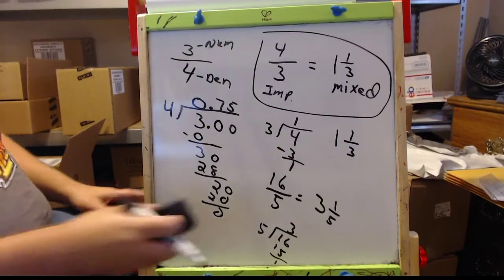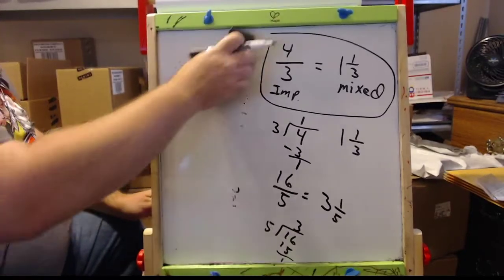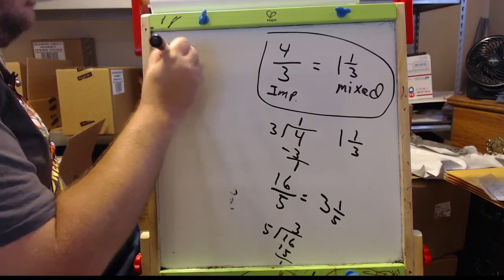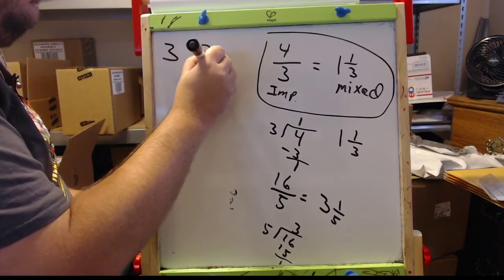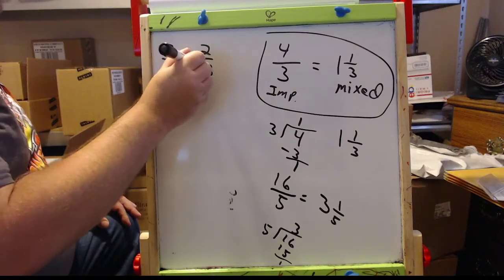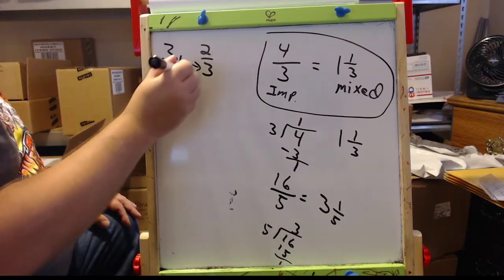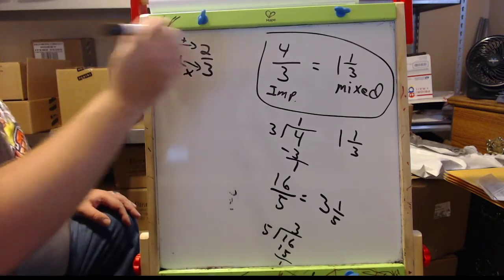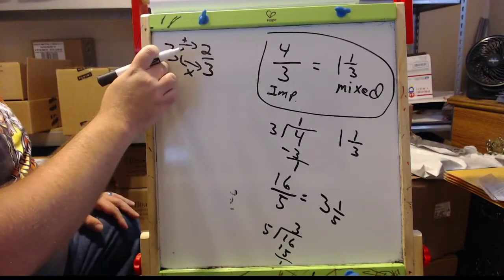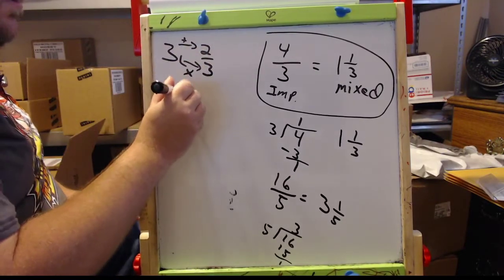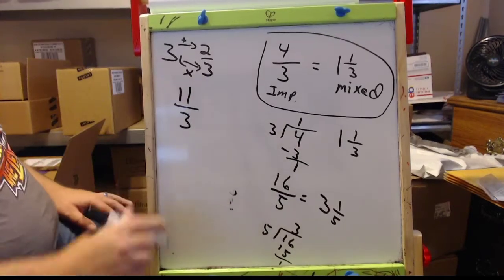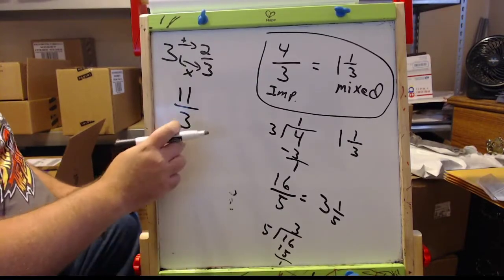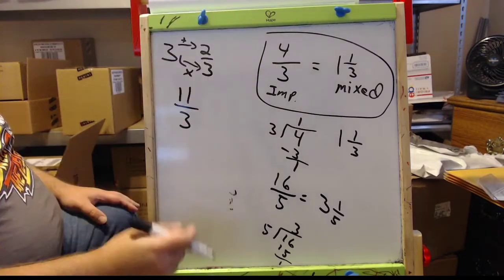What if I wanted to go in reverse? What if I wanted a mixed number and I wanted to turn it into an improper fraction? Very easily. Let's do 3 2/3. Multiply these together, then take your answer from there and add that. So 3 times 3 is 9, plus 2 is 11, and we're left with 11/3. This will get you your numerator. The denominator stays the same. If we worked it back, 3 goes into 11 3 times with 2 left over.